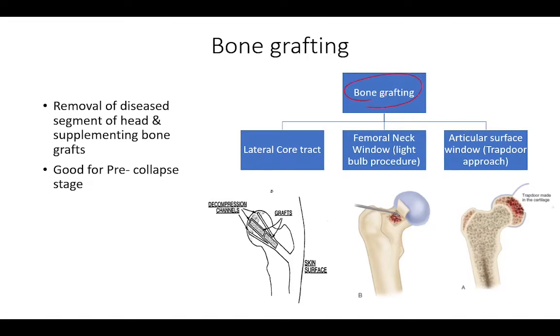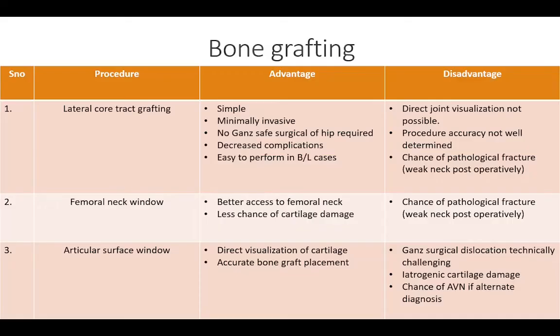Bone grafting can be done by a lateral core tract using a femoral window, which is called the light bulb procedure because at the end of it the femoral head looks like a light bulb, or from the articular surface, which is the trap door approach. The articular surface of the femur is exposed using a Ganz safe surgical dislocation, and then the necrotic tissue is removed. The advantage of lateral core tract grafting is that it is simple, minimally invasive, no surgical dislocation of the hip is required, there are very few complications, and it is very easy to perform in case of bilateral AVN.